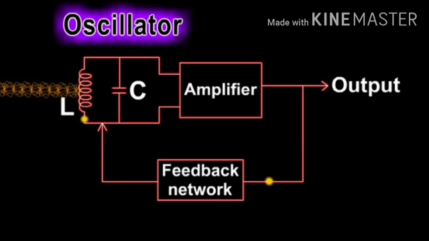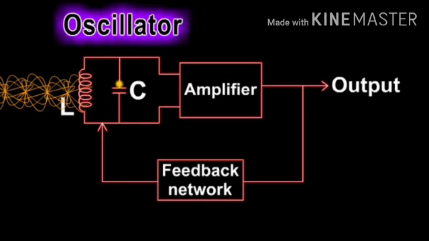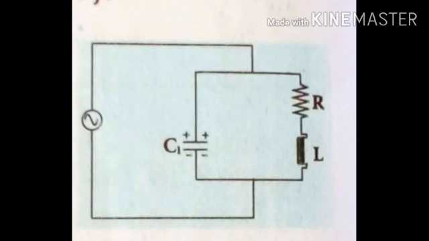At the same time, we need an external input, but here we do not require any input signal from the outside. That process is done by the feedback network. Feedback means it produces the necessary input to the tank circuit. The tank circuit consists of inductance and capacitor connected in parallel. Whenever we supply energy to the tank circuit from the DC source, the energy is stored in the inductor and capacitor. Now it produces the oscillations of different frequency.